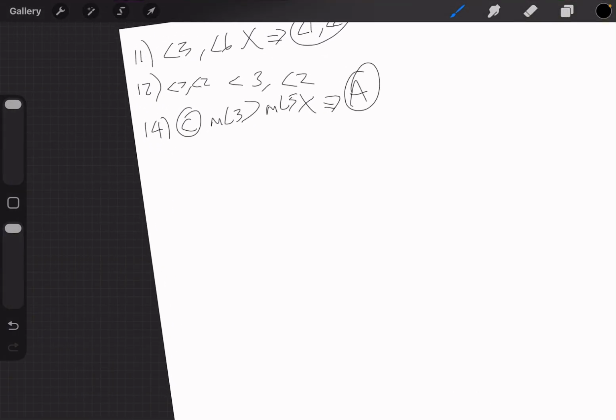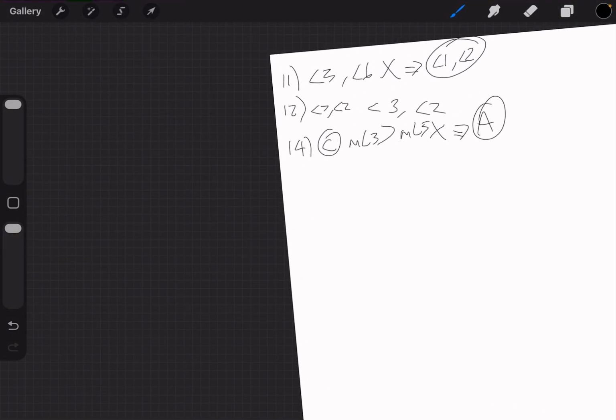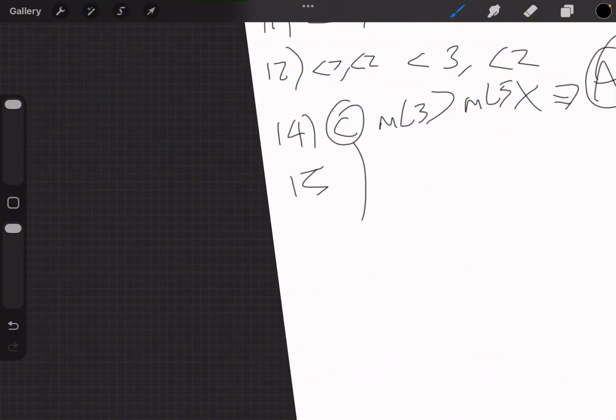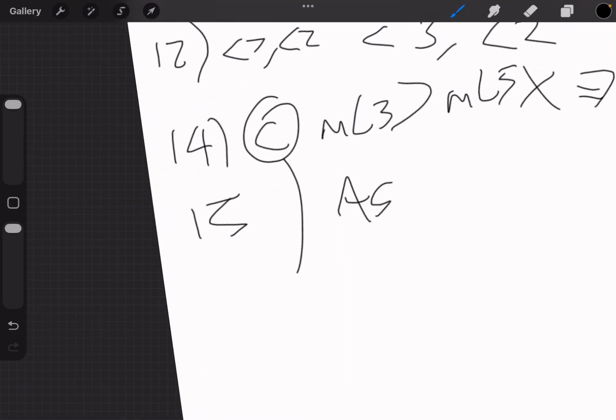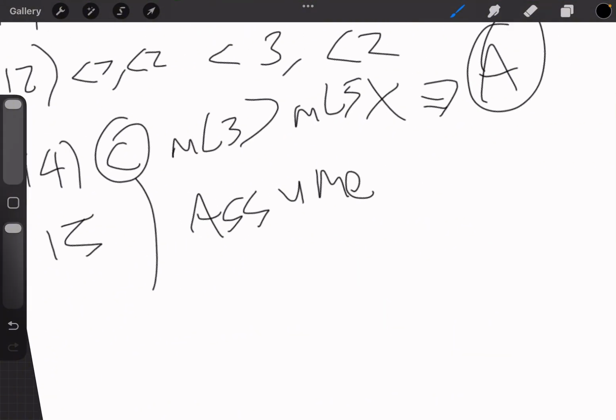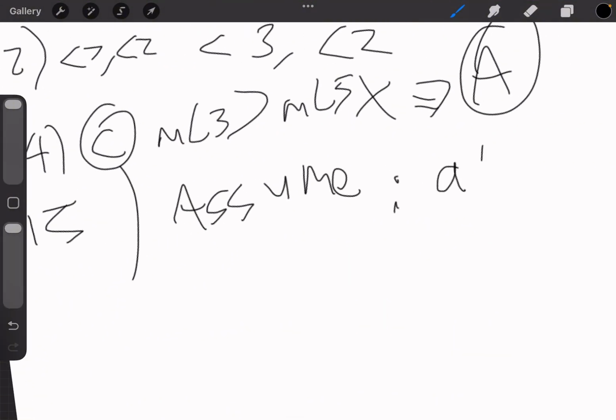Okay, next, 15. So 15 says write an indirect proof given m angle 2 plus angle 3 does not equal 180. Prove A is not parallel to B. Okay, so let's assume that A is parallel to B.